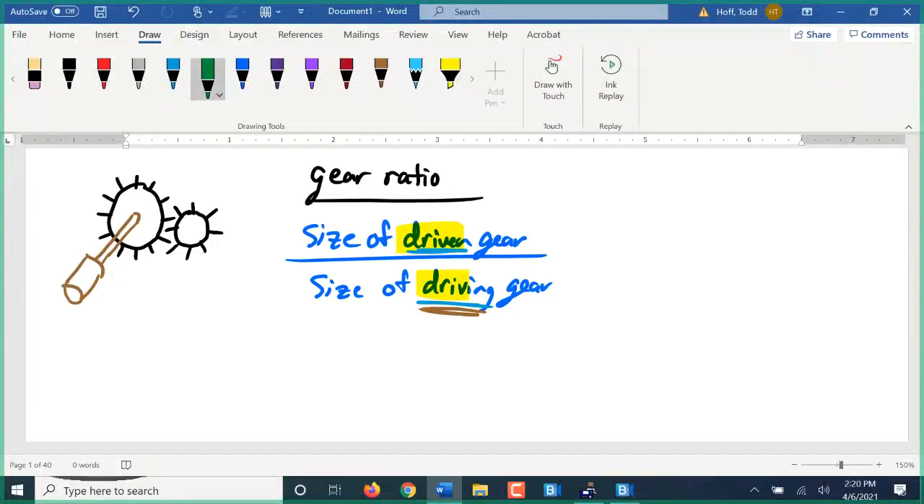Now, how do we measure size? Well, for two gears to mesh together, the teeth have to be exactly the same distance apart. If they're off by even a couple thousandths of an inch at high speeds, they will bind up and break something. So we can very, very precisely compare the size of the gears by the number of the teeth. So this is the number of the teeth in the driven gear, over the number of the teeth in the driving gear.